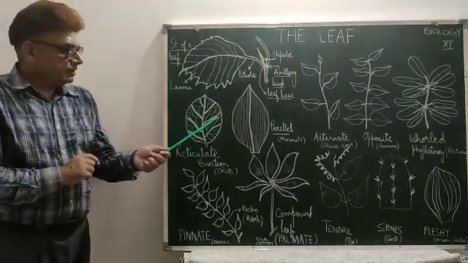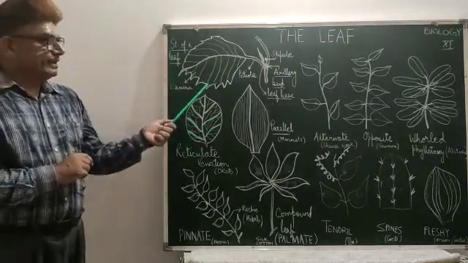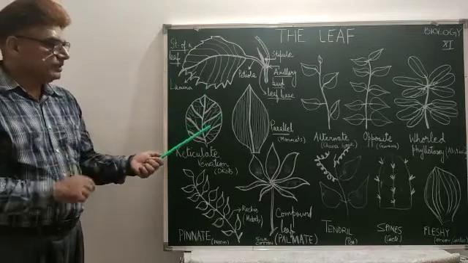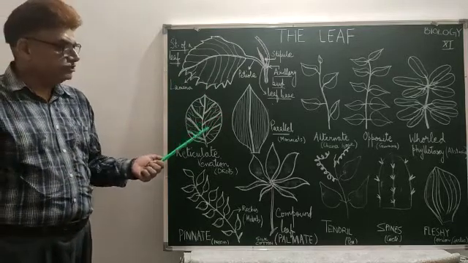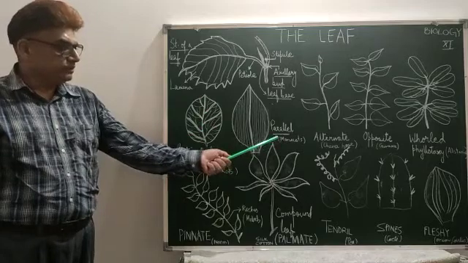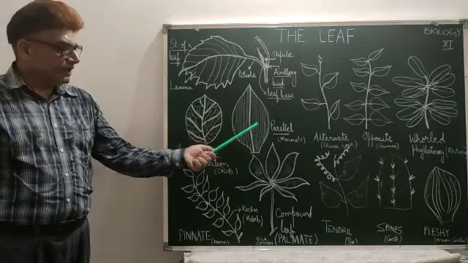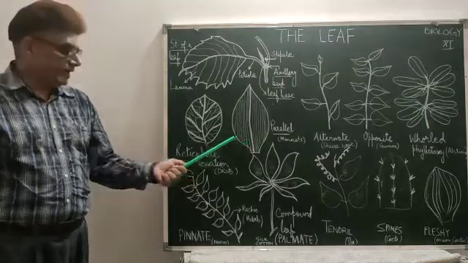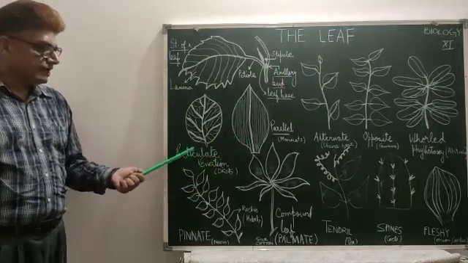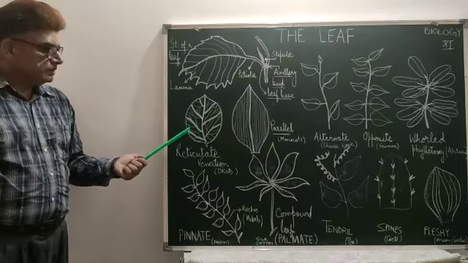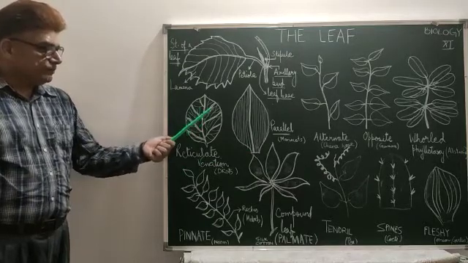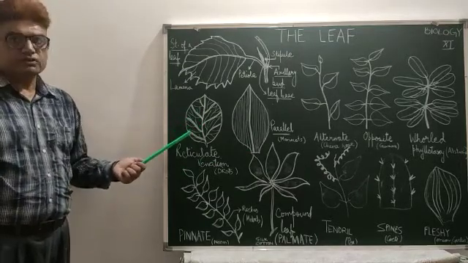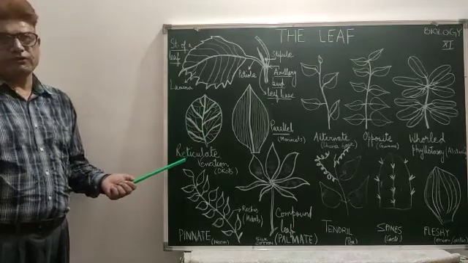Now, according to the arrangement of these veins, we divide leaves into two types. In case of monocots, we observe that the veins are parallel. They are arranged in a parallel fashion. And in case of dicots, as we can observe in this diagram, the veins are forming a network. So this type of arrangement is the reticulate venation.